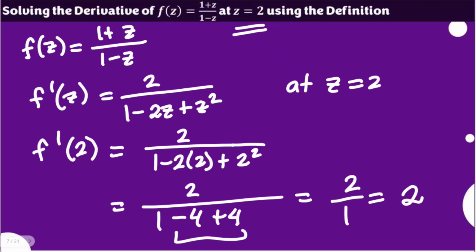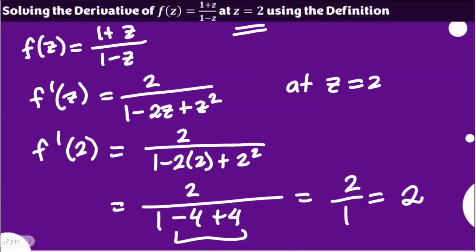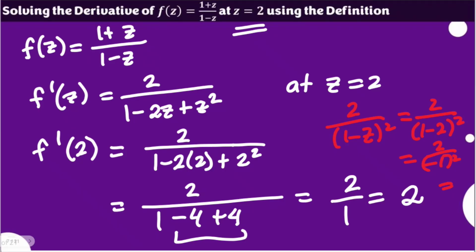I also mentioned earlier that this derivative could also be written in this form because usually if you're using the rules of differentiation, you will come up with a square of a binomial in the denominator, especially if our function is a rational function. Even if you're going to use that and say you will be using 2 over 1 minus z squared, you will still get 2 over 1 minus 2, which is 2 over negative 1. The square of that, you will have 2 over 1, which is still equal to 2.